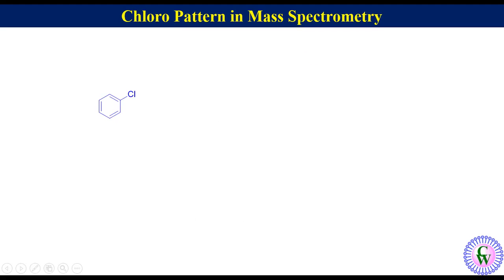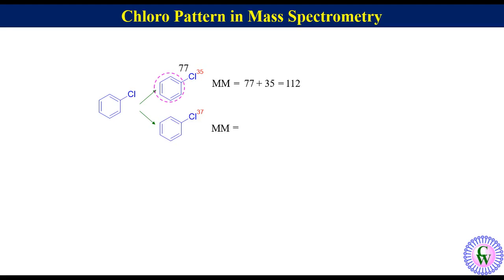For example, chlorobenzene. Since there are two isotopes of chlorine, in a sample of chlorobenzene there will be two types of molecules, one with Cl35 and the other with Cl37. We know that the molar mass of the phenyl residue is 77. So the molar mass of chlorobenzene with Cl35 will be 77 plus 35 is equal to 112, and that of chlorobenzene with Cl37 will be 77 plus 37 is equal to 114.